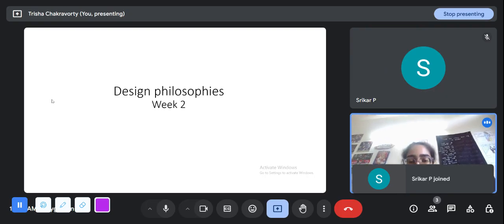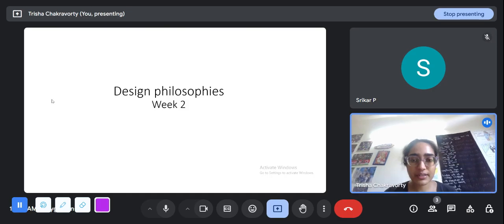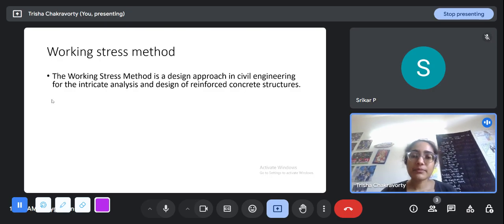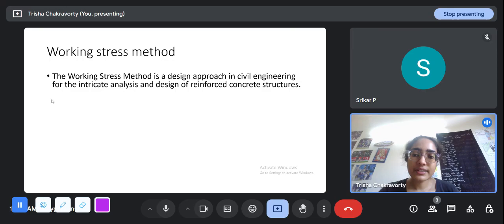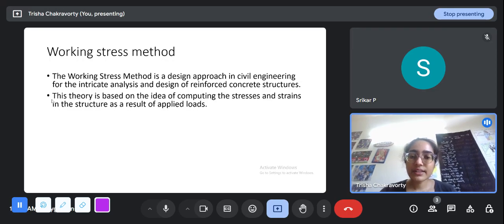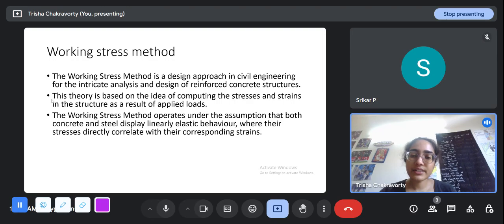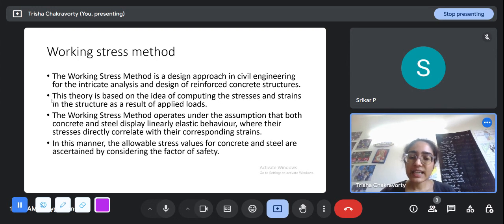Okay. Design philosophy. In week two, we looked at the design philosophies, the working stress method. The working stress method is a design approach in civil engineering for the intricate analysis and design of reinforced concrete structures. This theory is based on the idea of computing the stresses and strains in a structure as a result of applied loads. The working stress method operates under the assumption that both concrete and steel display linearly elastic behavior, where their stresses directly correlate with the corresponding strains. And allowable stress values for concrete and steel are ascertained by considering the factor of safety.